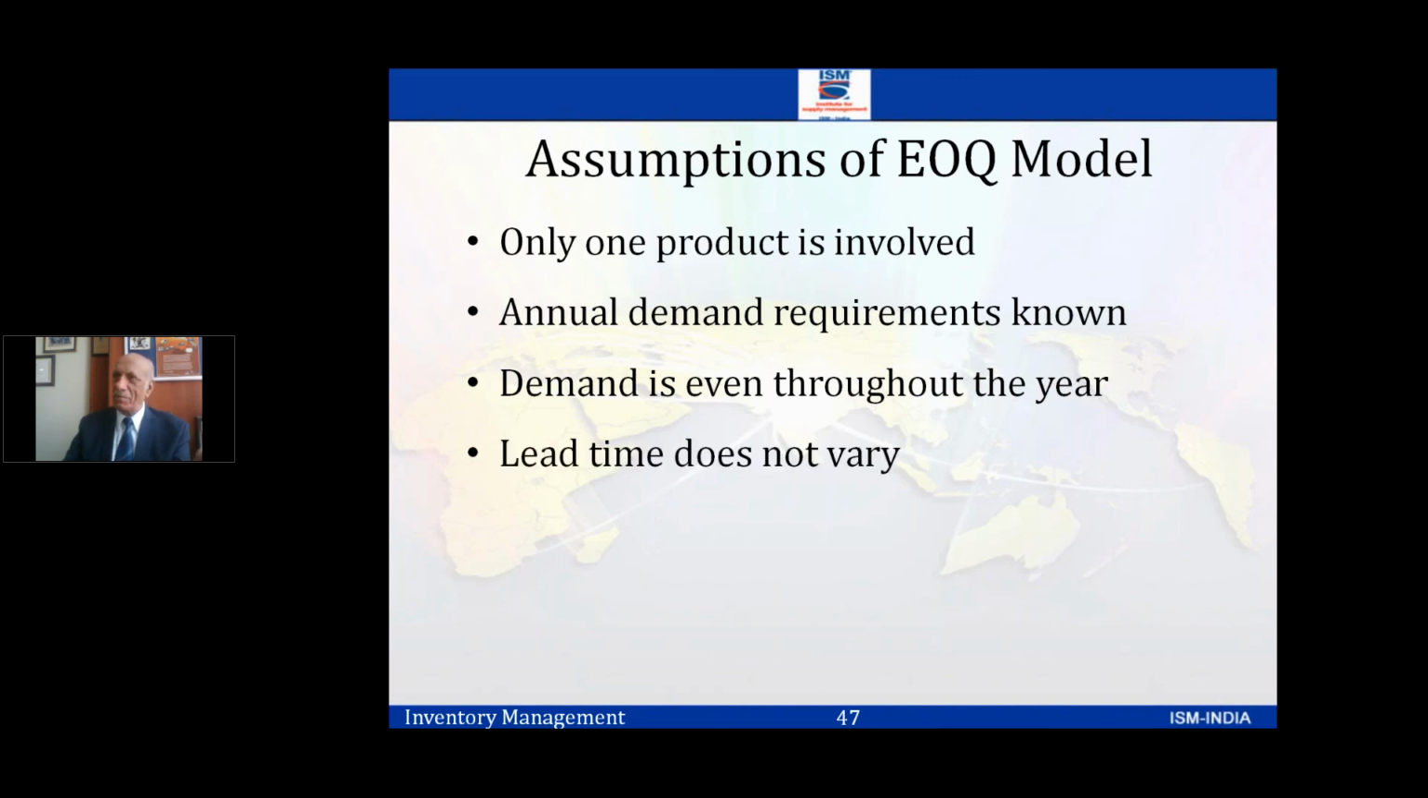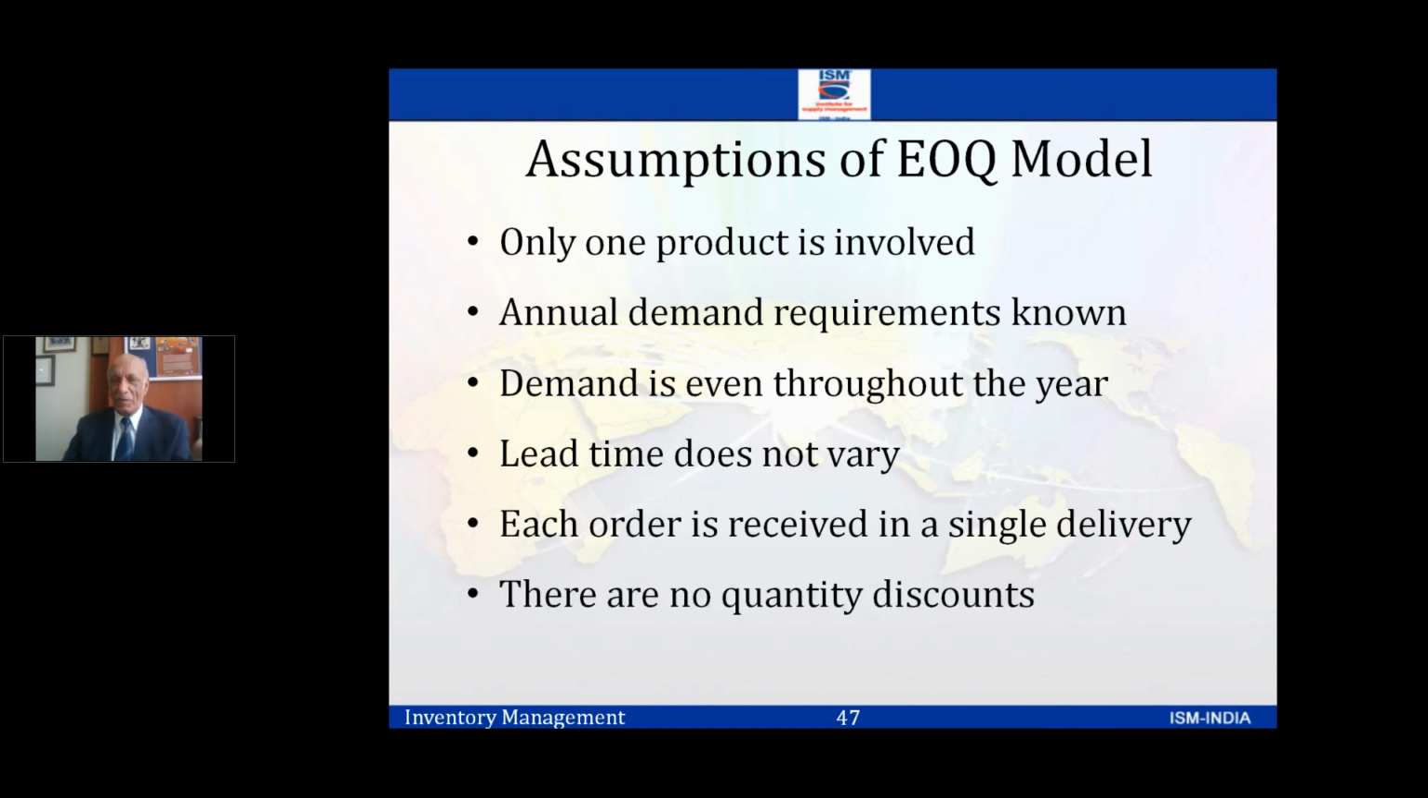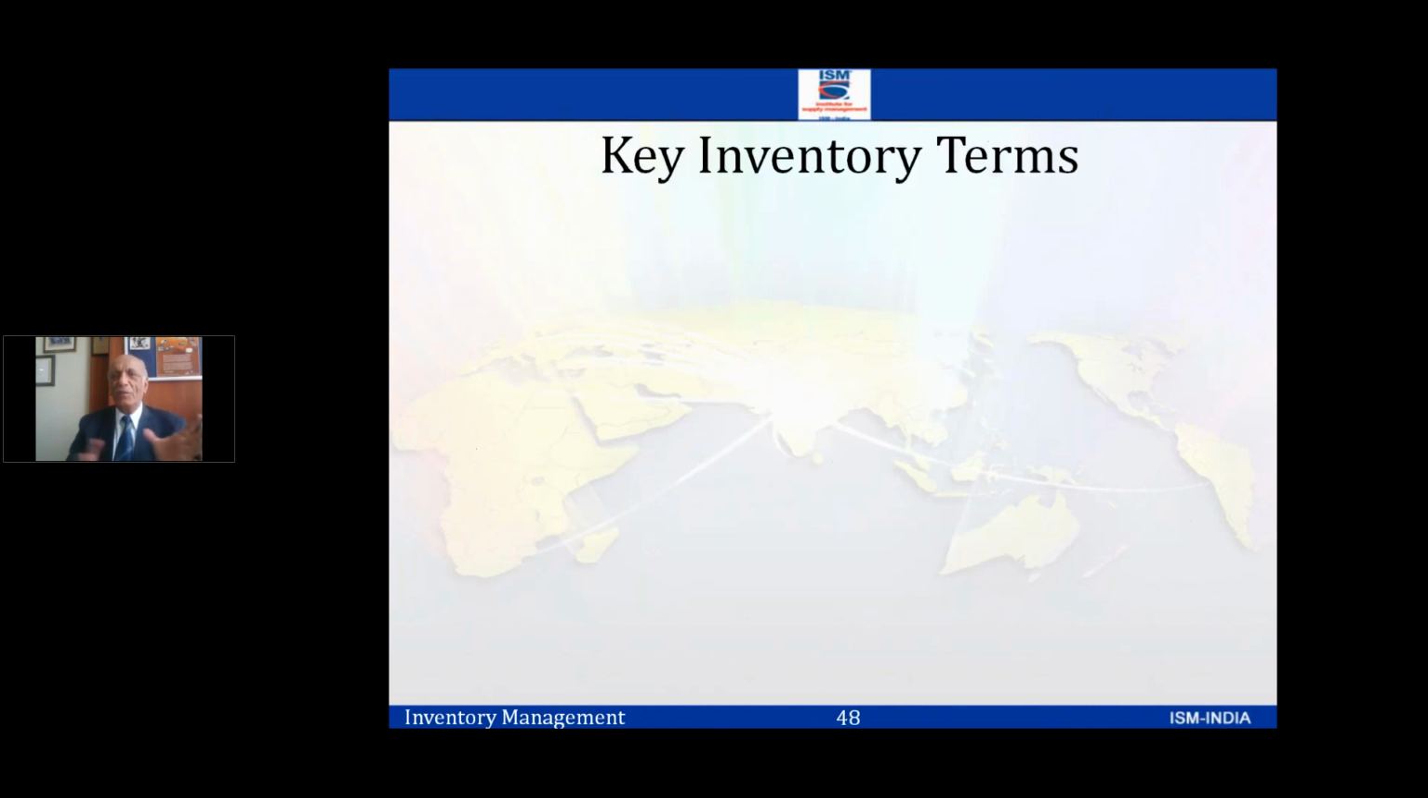Lead time does not vary. If the company has gone on strike or has raw material issues around, lead time could vary. Each order is received in a single delivery, though sometimes it comes in pieces. There are no quantity discounts. So these are the assumptions.